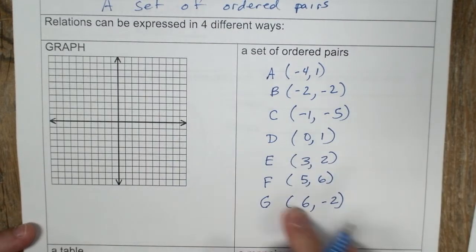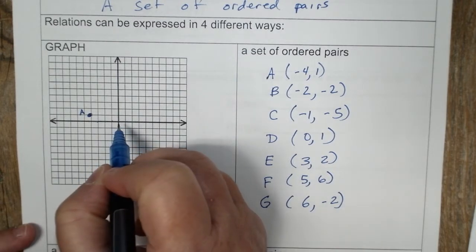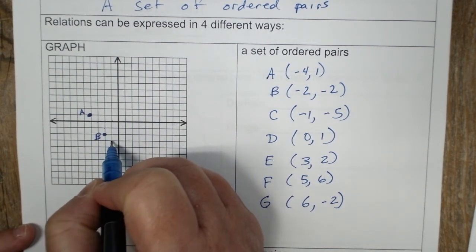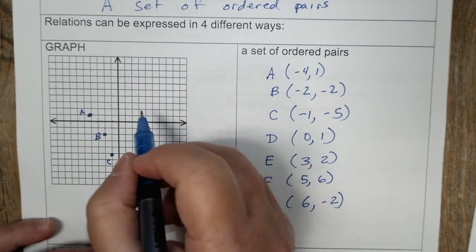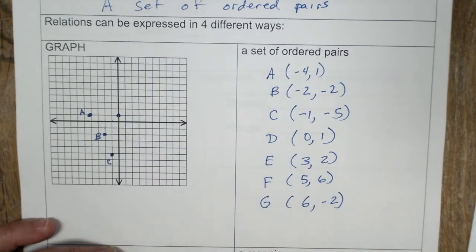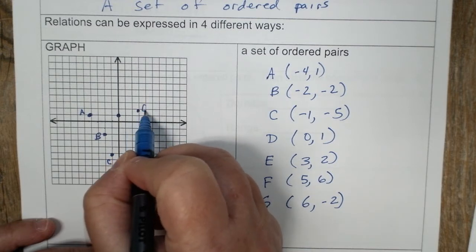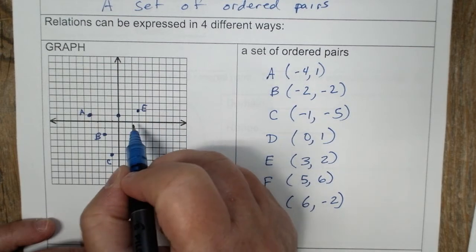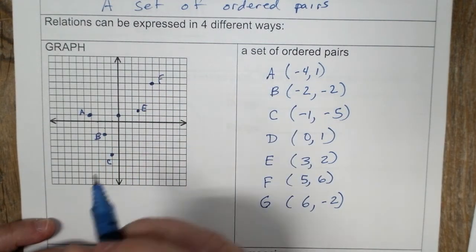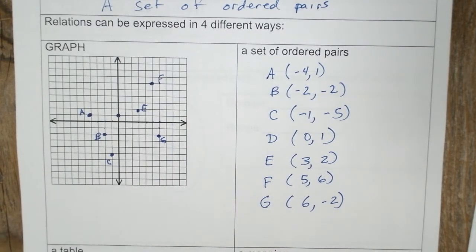So then I can also have the same information put on a graph. -4, 1 is A. -2, -2 is B. -1, -5 is C. 0, 1 is D. 3, 2 is E. 5, 6 is F, and 6, -2 is G. This is the same information. One is in a graph, one is in ordered pairs.